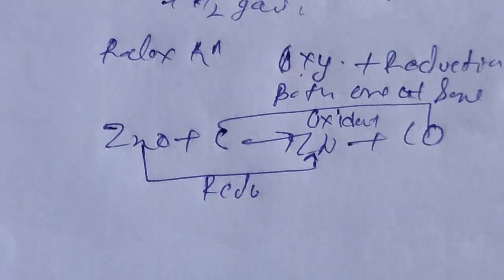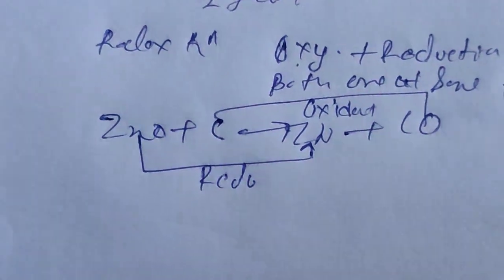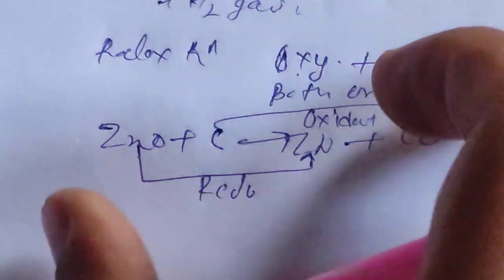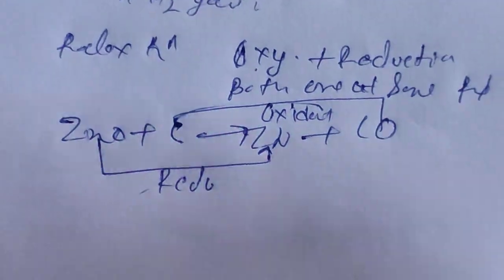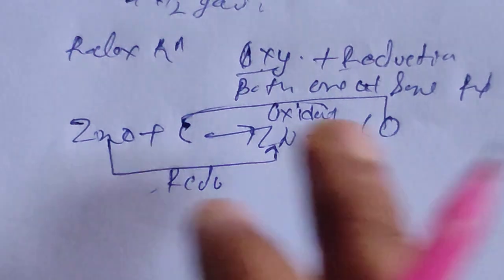Oxidation is gaining oxygen, or reduction is losing oxygen, and both occur in the same reaction, that is one gets oxidized and the second gets reduced. Oxidation plus reduction reaction is called that, both in the same reaction, is called a redox reaction.